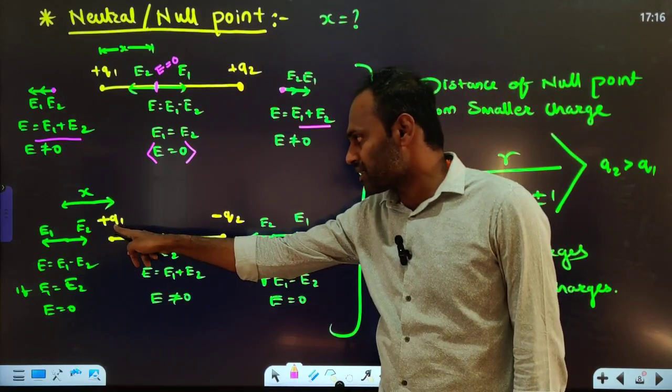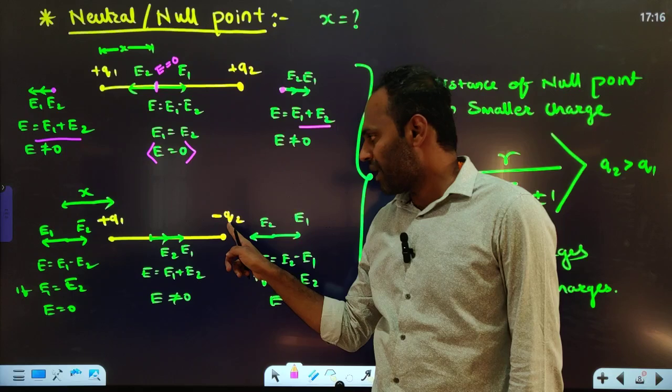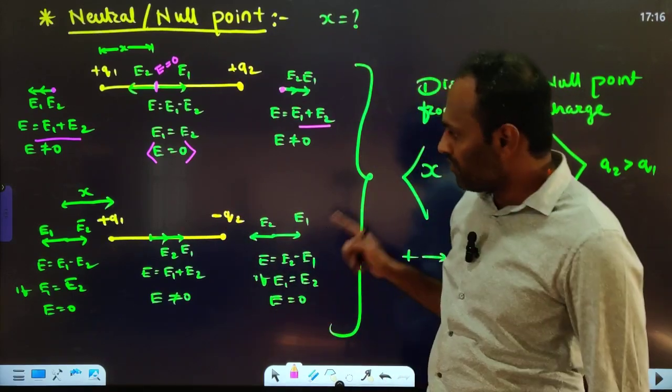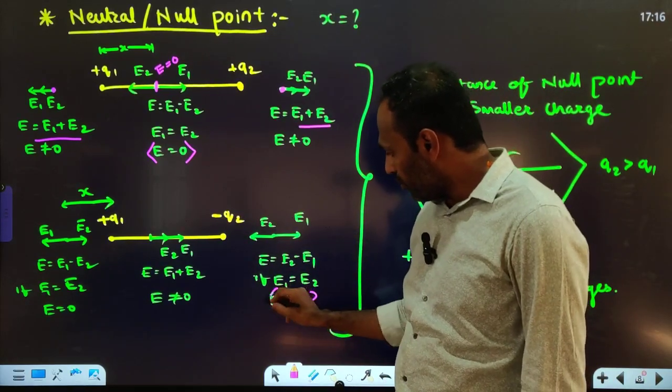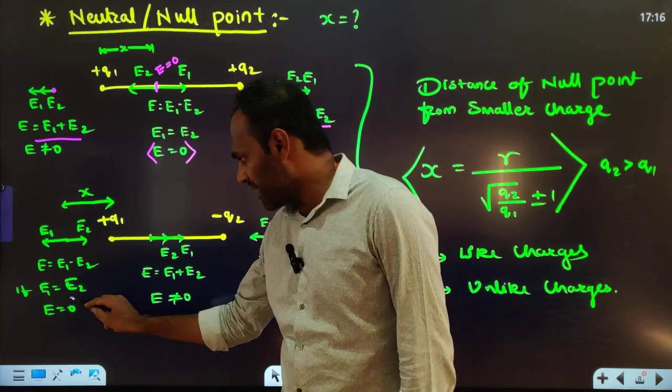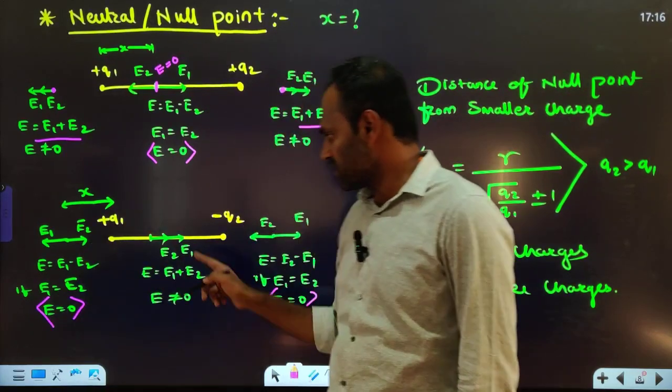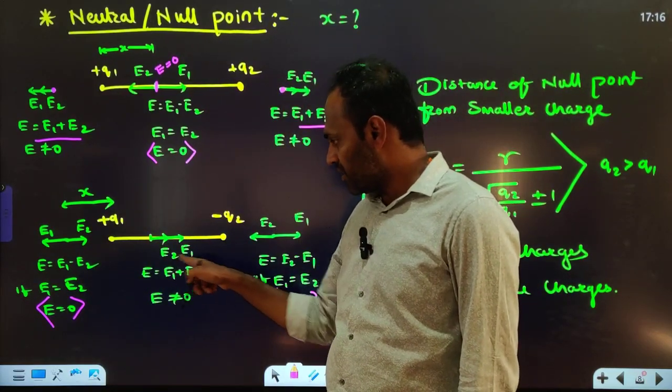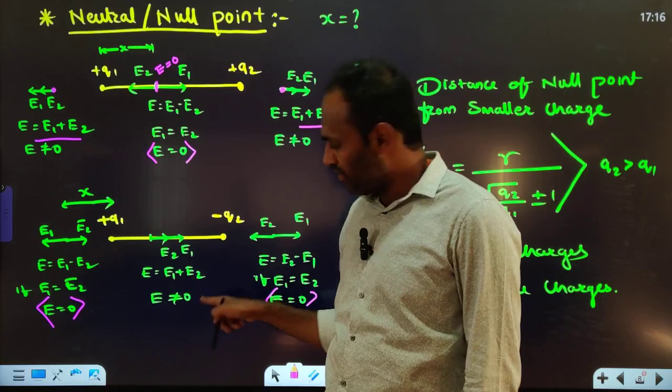Now suppose there are unlike charges, plus Q1 and minus Q2. With unlike charges, you will get the neutral point outside the system, because the electric fields will be in opposite directions outside the system. In between the two charges, the electric fields are in the same direction, so they will get added. You will not get zero.